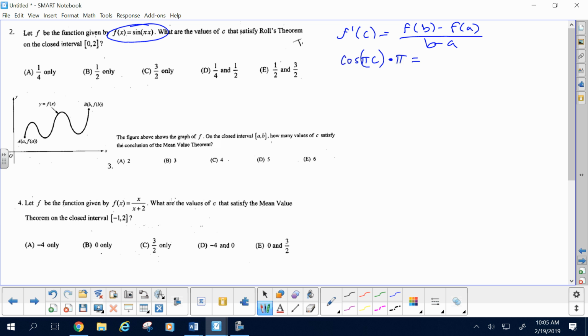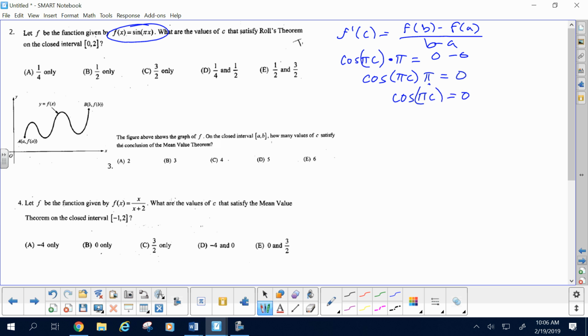What about f at b? What is f at 2? What's sine of pi over 2 pi? 0, and sine of 0 is 0. So I'm really finding where cosine of pi c times pi equals 0. Does the pi out here matter? No, it doesn't. Cosine of pi c needs to equal 0.